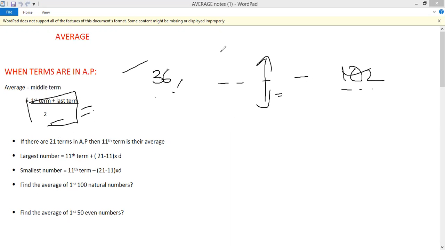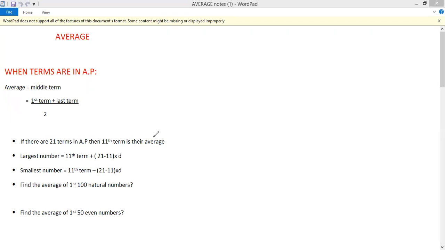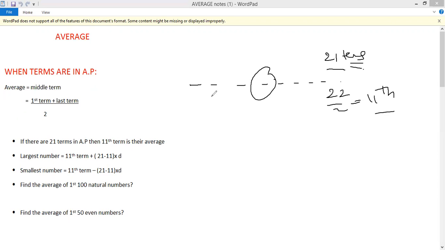Next, suppose there are 21 terms. Not the actual numbers, just 21 terms. What is the average? How many terms? Total 21 terms. 21 plus 1 by 2 is 22 by 2, which means 11. The 11th term is the average term, in between. So the 11th term is the average.